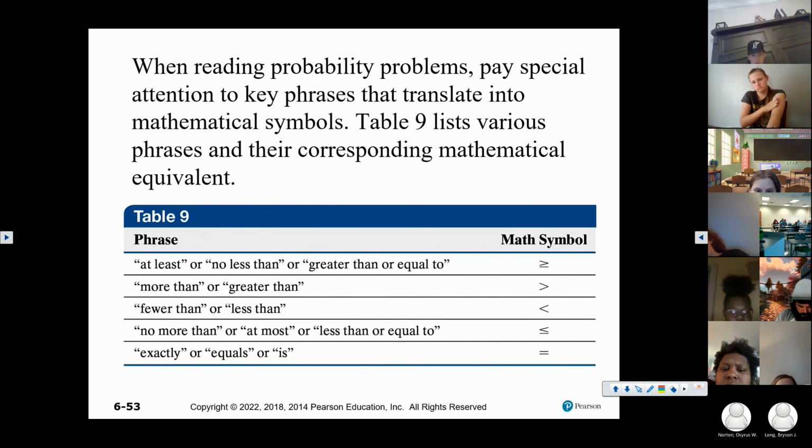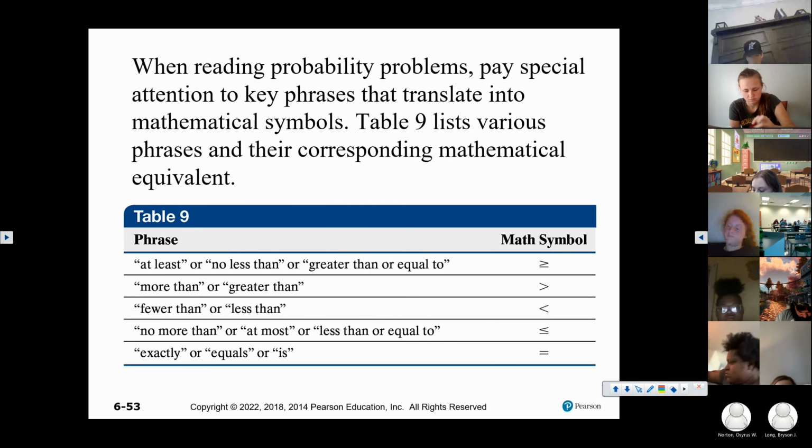There's going to be some probability of at least, probability at most. Now you have to understand what at least is and what at most is. At least means the lowest number is 2. At least 2 means your lowest number is 2, so that means 2 and above. At most 2 means the biggest number is 2, so that means 2 and below.